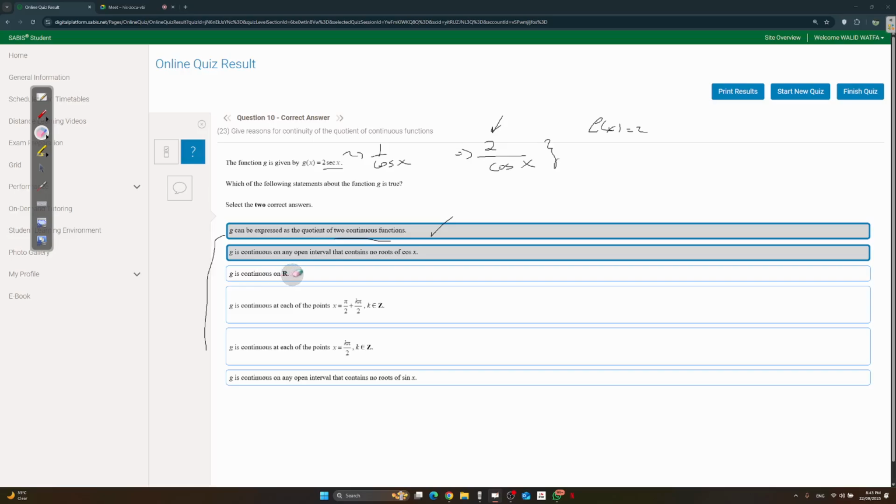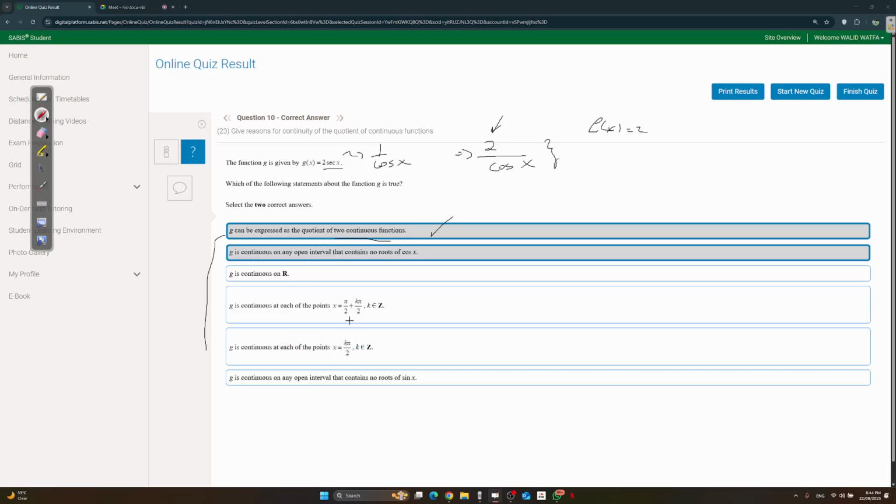Can you say it's continuous on R? No, it's not continuous on R because you have a denominator. That means there will be some values where it's not continuous. G is continuous at each of these points, pi over 2 and k pi over 2? This is obviously wrong because pi over 2 will get you 0 as your denominator. Try cosine pi over 2, you get 0. So 2 over 0 is not continuous because it's going to be equal to infinity at that point.